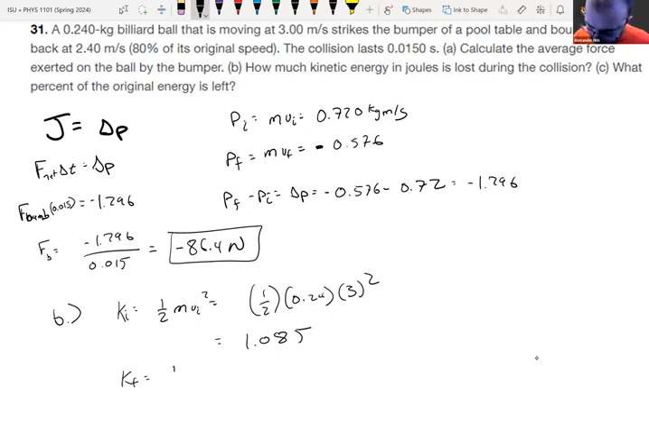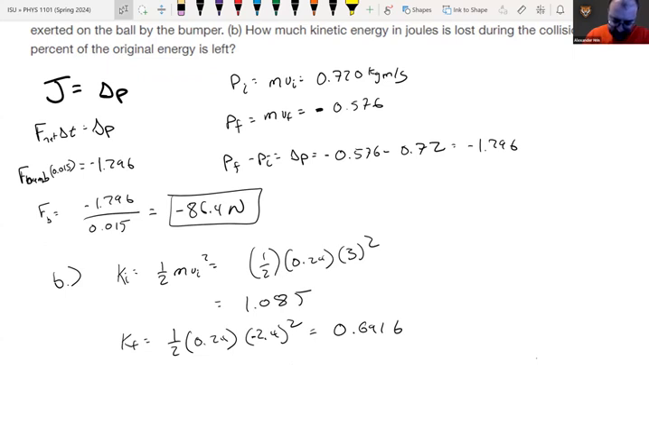Our K final is 1/2 times 0.24 times 2.4 squared. I should probably do negative 2.4, but when you square the negative, nothing changes. That would be equal to 0.691 joules. And then you subtract the two: 1.08 minus 0.691. That should be joules as well. Looks like a 5.